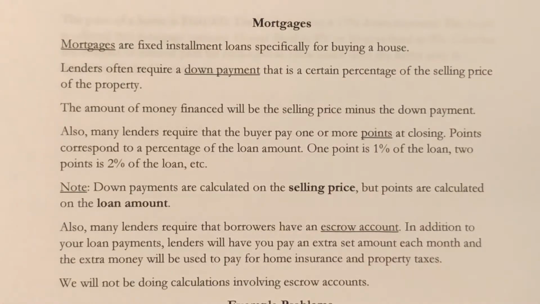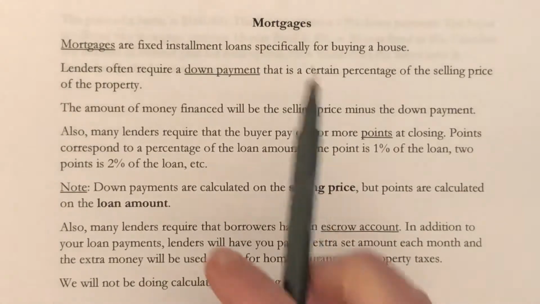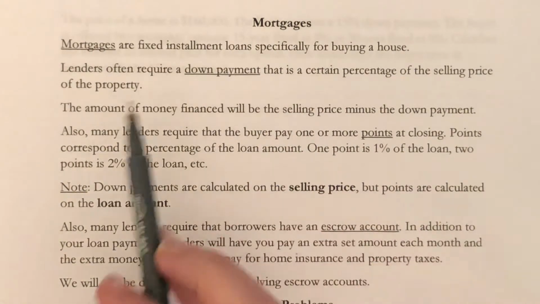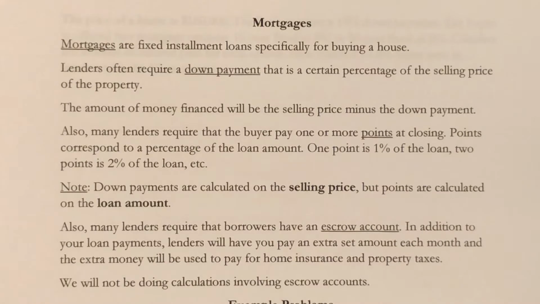This is part 3 of loans and credit cards. So we talked about car loans. Now let's talk specifically about mortgages. Mortgages are fixed installment loans specifically meant for buying a house.